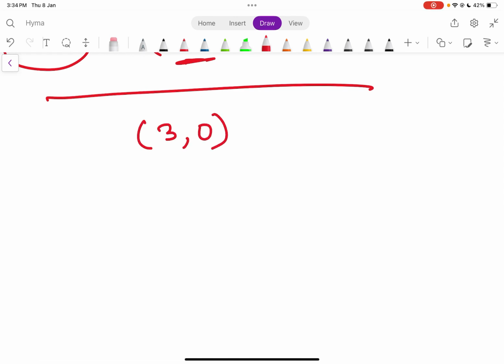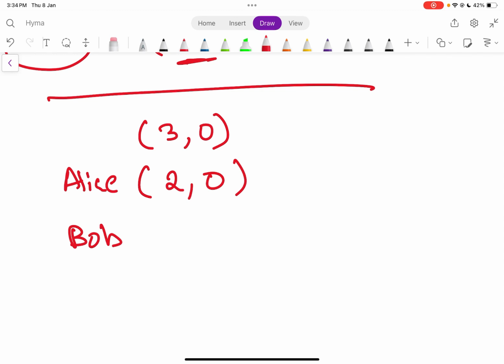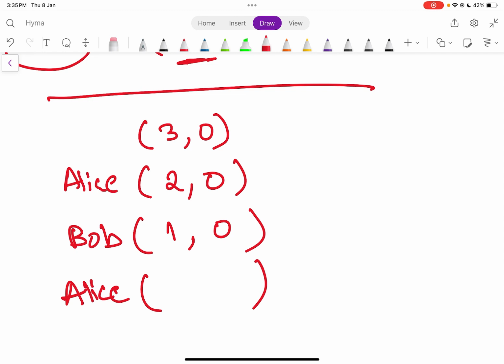Let's take another case: 3, 0. As Alice starts first, Alice has only one option, that is to eat a biscuit, so the biscuits get reduced by 1. Now Bob also has only one choice, to eat a biscuit. Again, on Alice's turn, she will eat another biscuit and there are no other moves to make. So for this round, Alice will be the winner.